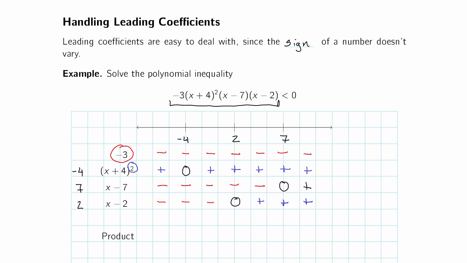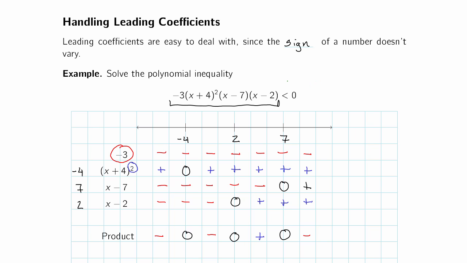Okay, what's our product going to look like? It's going to be 0 at each of our cutoff points. Then here we have 3 negatives, so our product is negative. 3 negatives, our product is negative. 2 negatives, our product is positive. 1 negative, our product is negative.